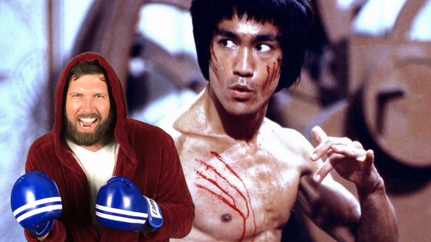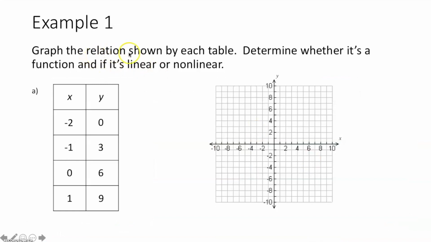It's example time. Now, example 1 says graph the relation shown by each table. Determine whether it's a function and if it's linear or nonlinear. So let's graph each point first. Remember, these in the table are just ordered pairs. I'm going to graph -2, 0 first. So I go over -2 on my x-axis, up or down 0. So I put a point right there.